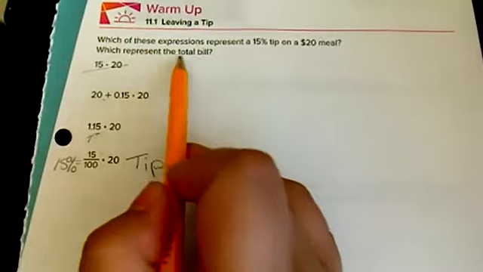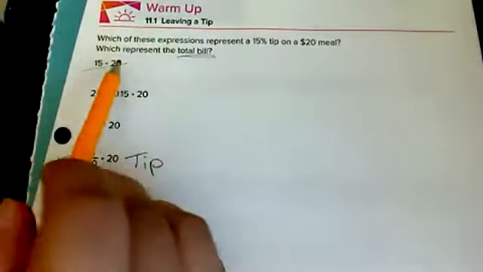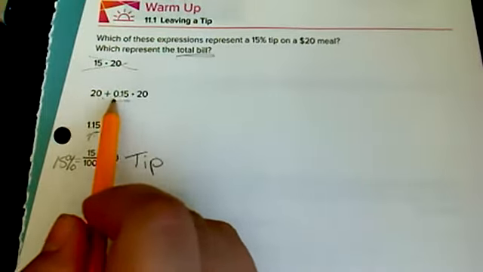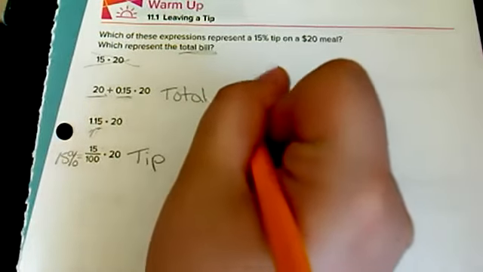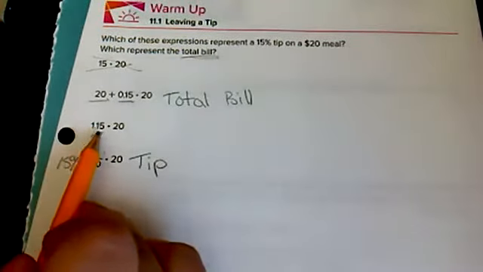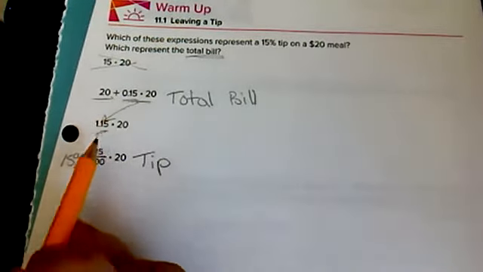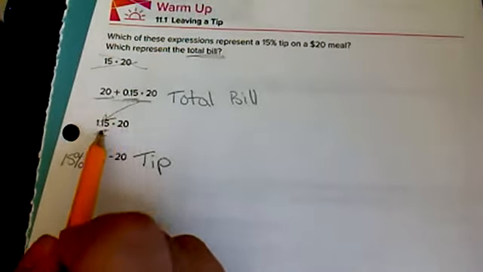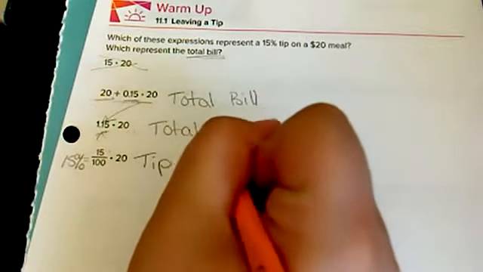So then the second one wants to know the total bill. Well, 15 by 20, again, that's two whole numbers. So that's not going to work. This one, remember we said this was the tip and the total. So this would show us the total bill. And then again, this combined this part together to make the whole thing, and multiplied it. So that would also give us the total bill.